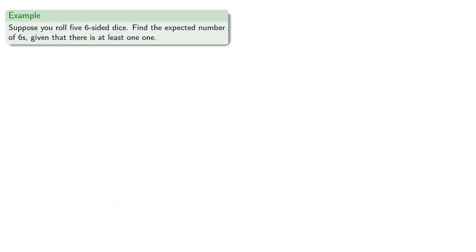So let's consider the following problem. Suppose you roll 5 six-sided dice, find the expected number of sixes, given that there is at least one 1. We'll let x be the number of sixes and y be the number of ones. We want to find the expected value of x, given that y is greater than or equal to 1.